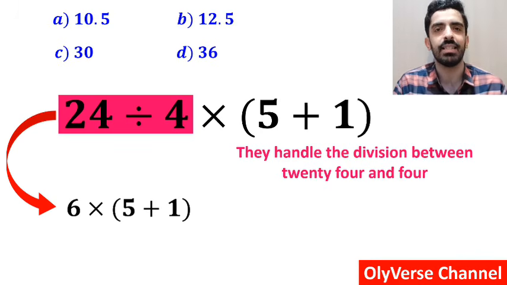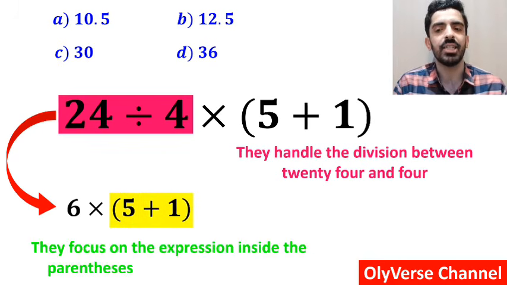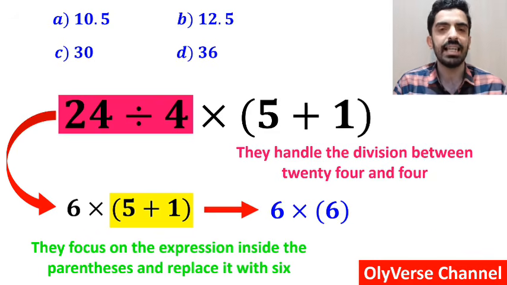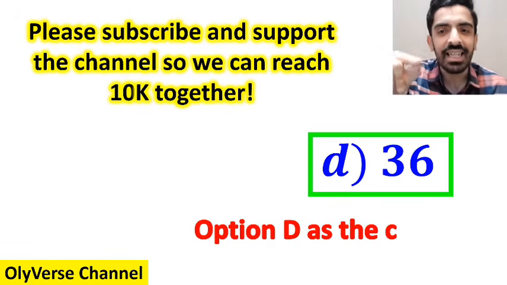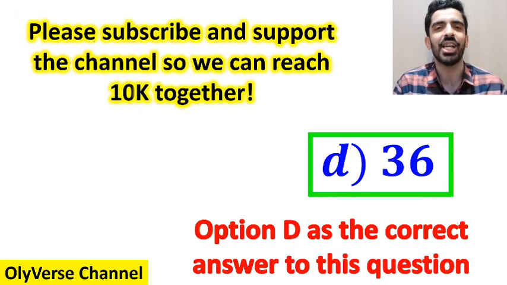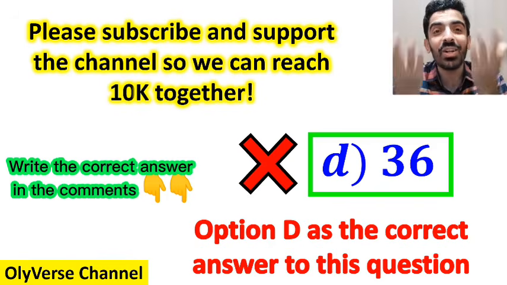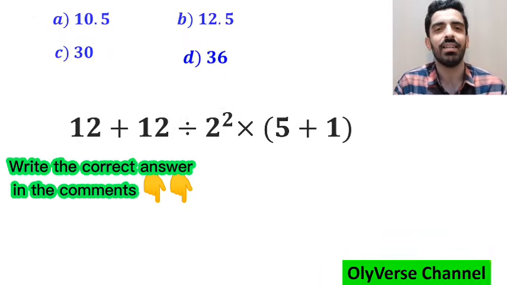And the final step, they focus on the expression inside the parentheses and replace it with 6. So, this expression becomes 6 multiplied by 6, which finally gives them the answer 36. Then, they quickly look at the options and choose option D as the correct answer to this question. But, I have to say, we're tricked and it's not the correct answer to this question.